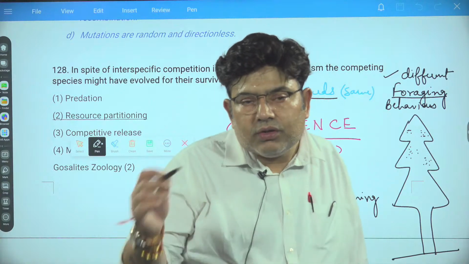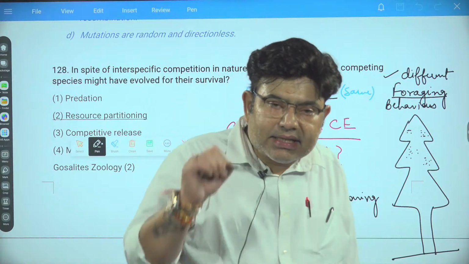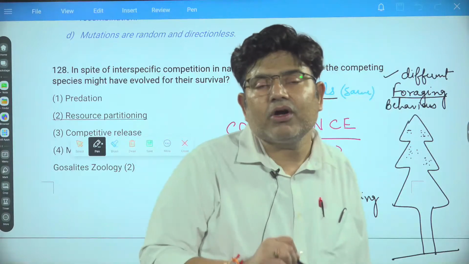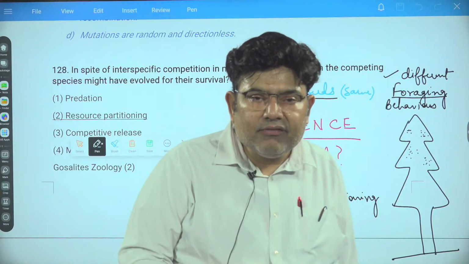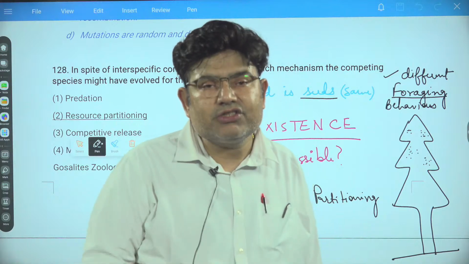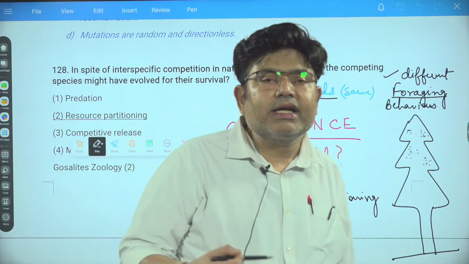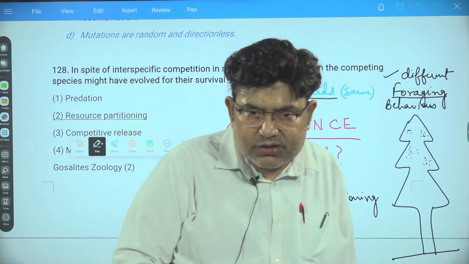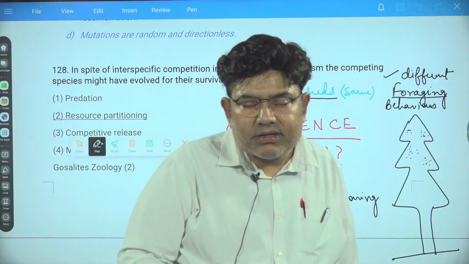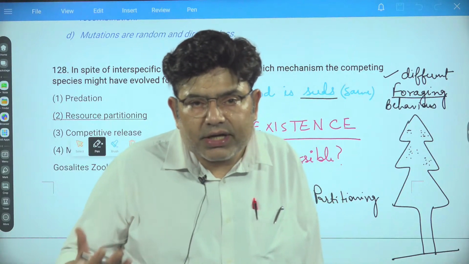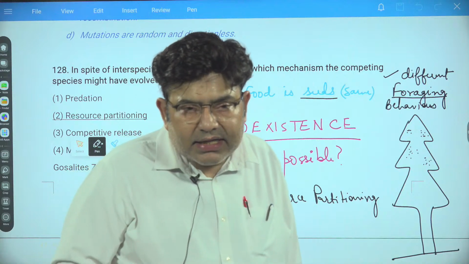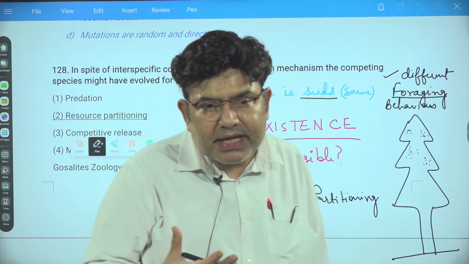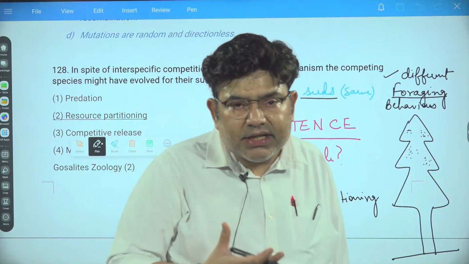Even if two species are foraging at the same place, let us say the bottom of the tree, they may have different timing of foraging. For example, one can forage in the early hours of the day, the other in the middle part of the day. So they may have different foraging behavior and different foraging timing.